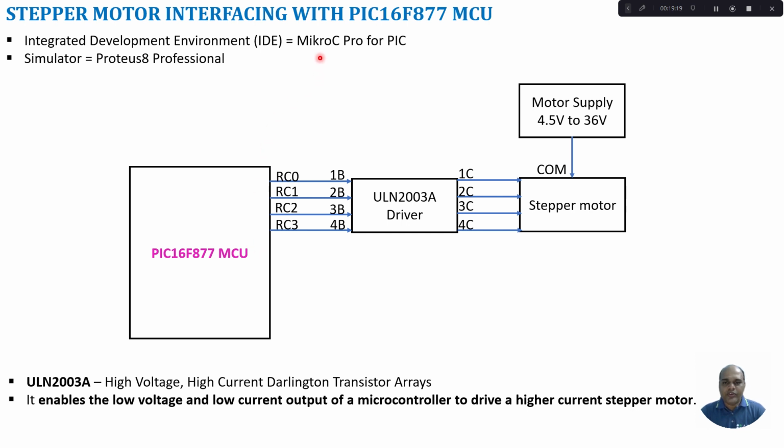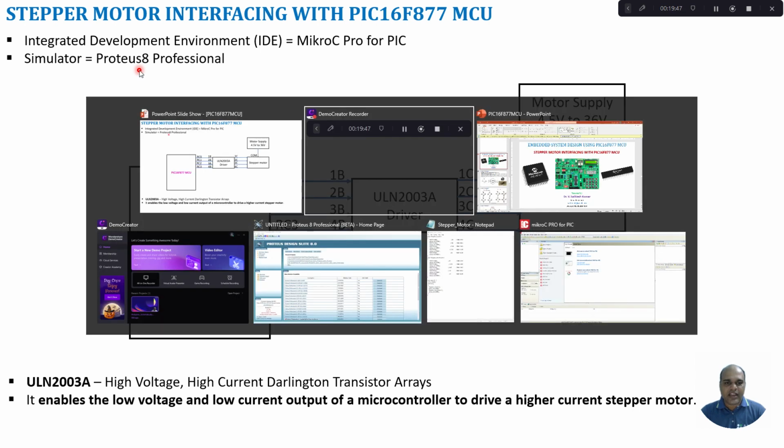So we are going to use Micro C Pro for PIC as an integrated development environment, and where we will be writing our embedded C program, convert this embedded C program into a hexadecimal file. Then we will be using a Proteus 8 Professional to build the circuit, put that hexadecimal file onto this Proteus 8 environment and check whether our program is working properly or not. So let us go and start doing our circuit implementation. First let us start with Proteus 8.